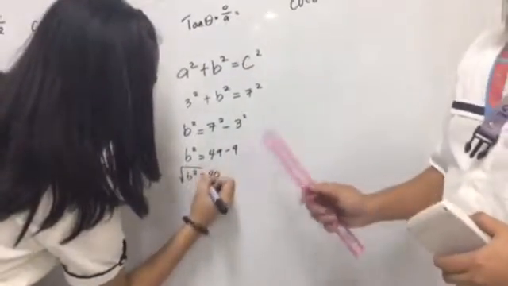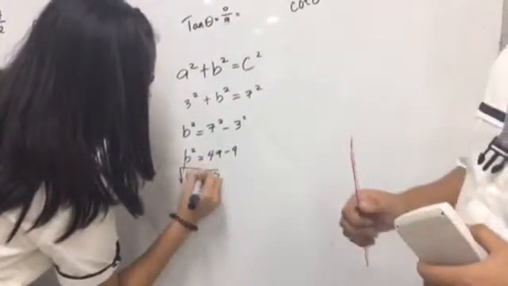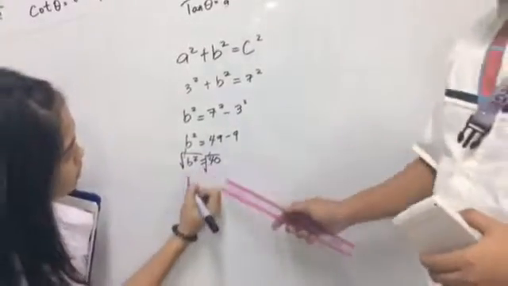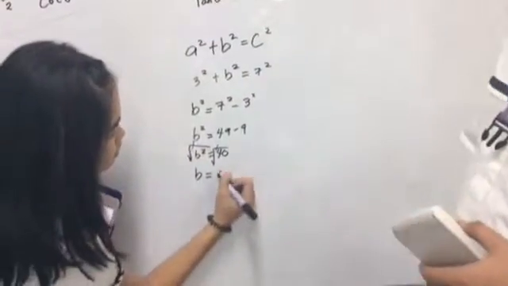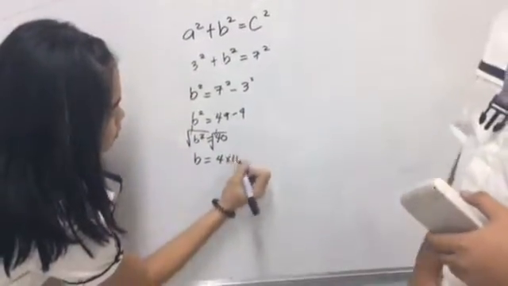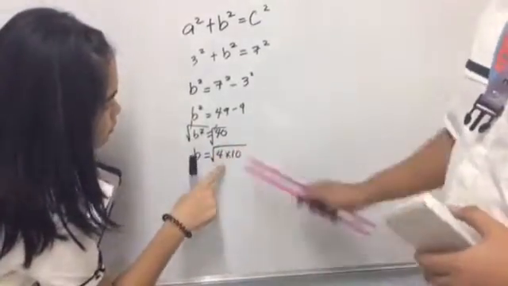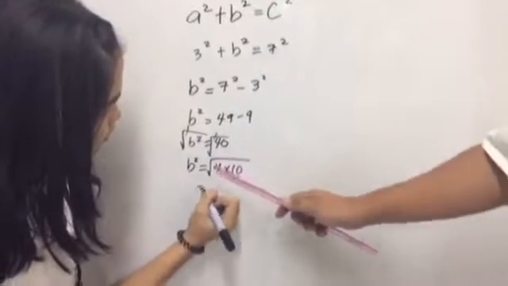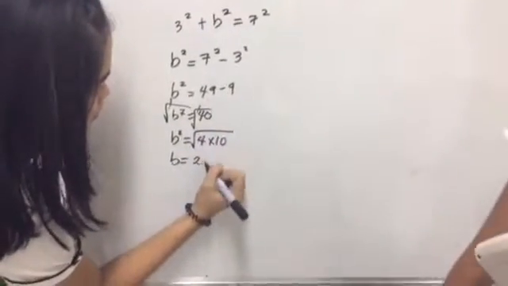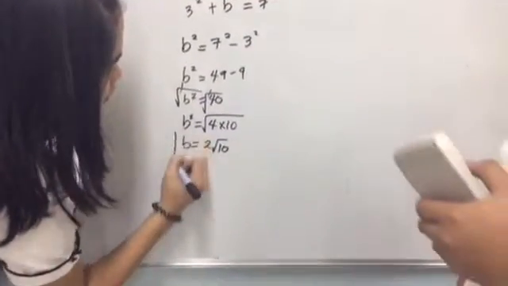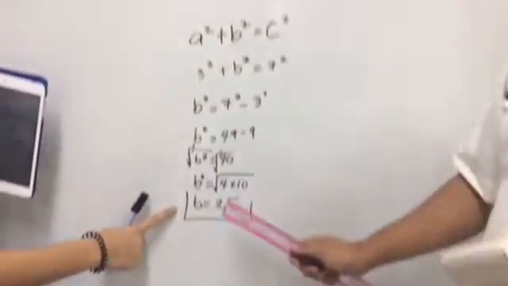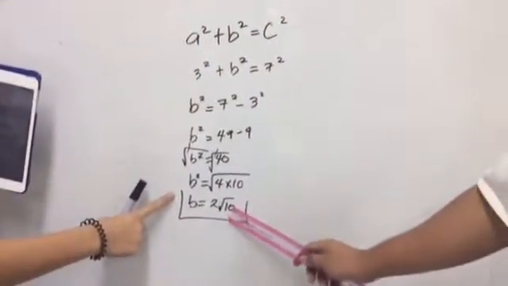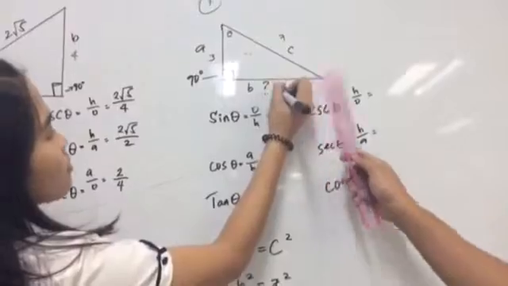So find the square root of this. Then b is equal to the square root of 4 times 10. So b is equal to 2 square root of 10. Then this is the measurement of the second leg.